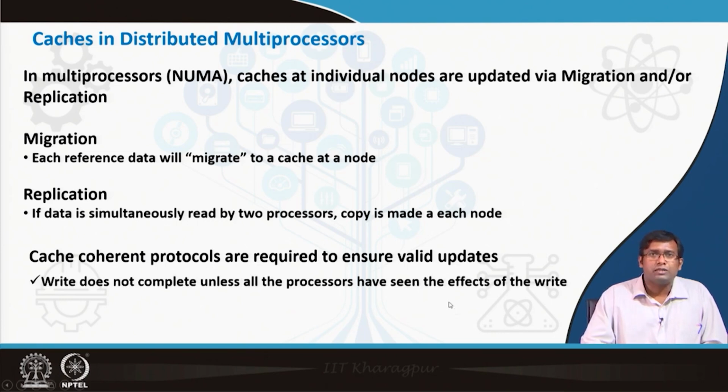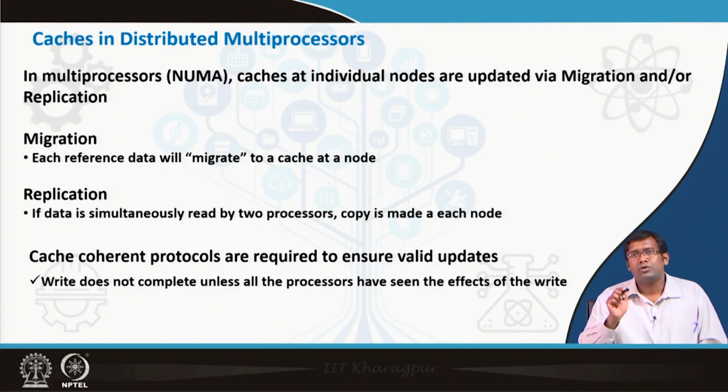For writes, the cache coherence protocol requires that one write is not complete unless all the processors have seen the effects of the write. So, if one processor is asked to do x is equal to x plus 5, the new x should go to the shared memory space and should be communicated to the cache of all the other processors which are using the same cache line. Before that, we will not say that x is equal to x plus 5 is complete, and the processor can now go for the next steps.